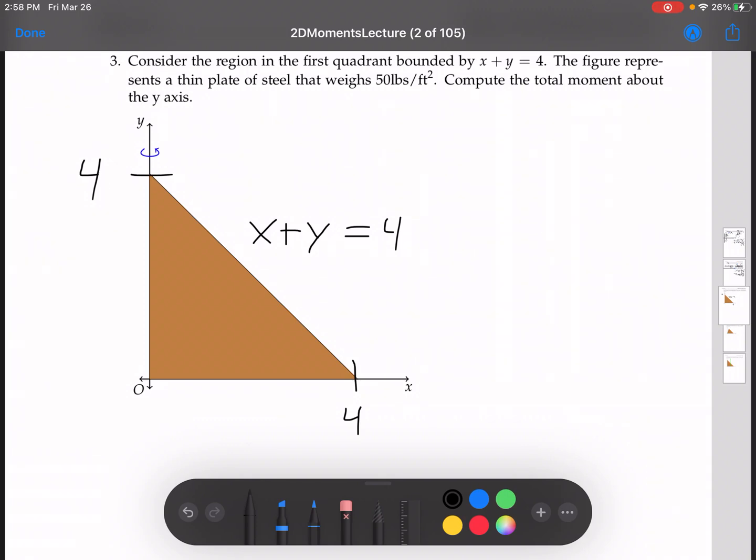Here we have a triangular thin plate of steel that weighs 50 pounds per square foot. The right edge of this triangular plate is given by the line x plus y equals 4. We are to compute the total moment about the y-axis. So we need to compute, so we want to find My. This is what we're looking for.